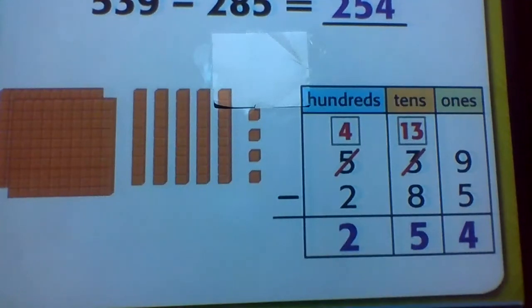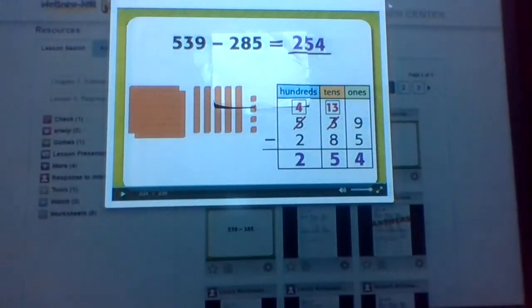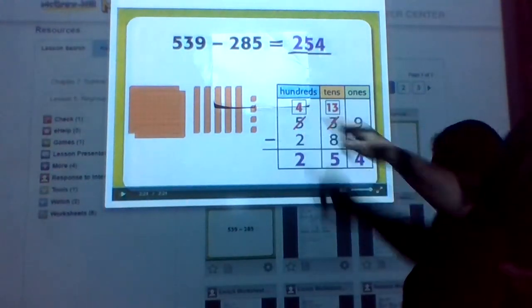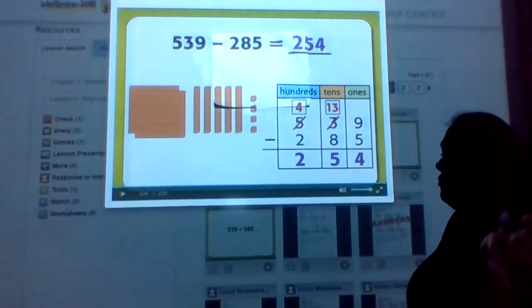All right, so hopefully you found that helpful. When we are regrouping again, you have to show your work. So you need to cross out the numbers and rewrite them above where you need to. That's very, very important so you don't get confused.